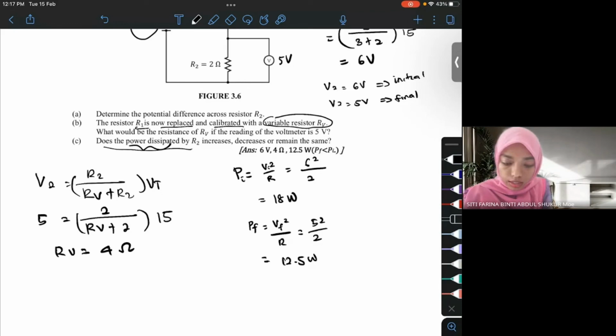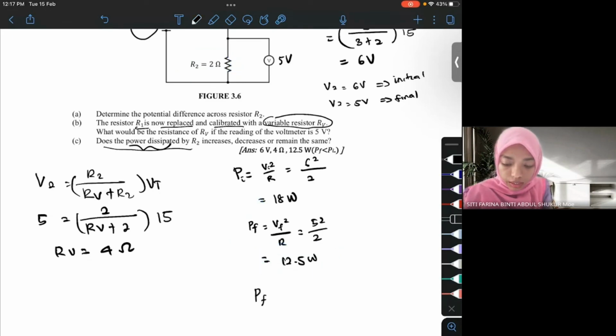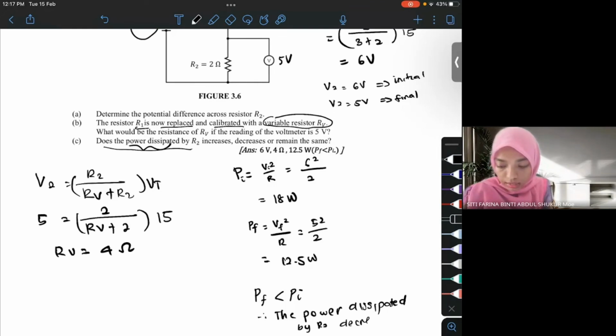So as you can see, the power that is dissipated across R2 drops, that is, it decreases compared to the initial case. So we can say P final is less than P initial. Therefore, the power dissipated by R2 decreases. Okay.